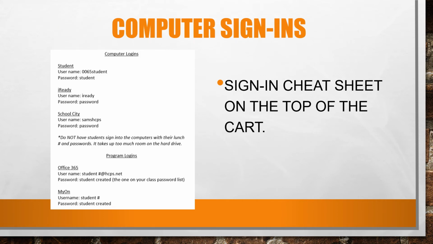Also on top of the cart is a computer login sheet. So depending on what you're doing, you might log in different ways. For iReady, for instance, you're going to log in the computer with iReady and the password is password. That will take you right to the testing kiosk. If you're using School City, that's a different login and password. So always check this sheet if you need help remembering what those are. If you're just doing research or doing a project, just log in with 0065 student.